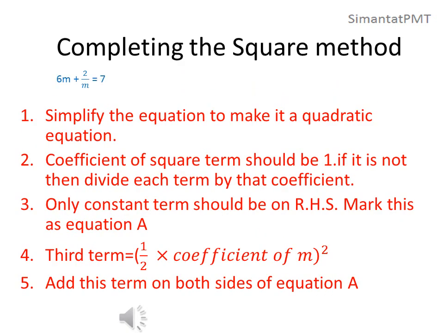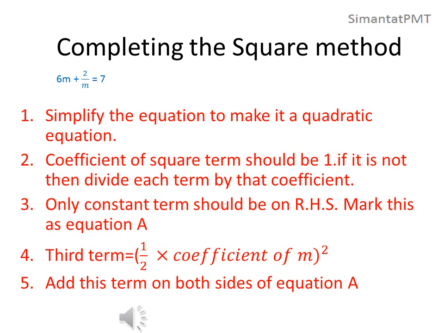Let us now learn another method for solving a quadratic equation. This method is called completing the square method. Let's have a look at an example. 6m plus 2 upon m equal to 7.